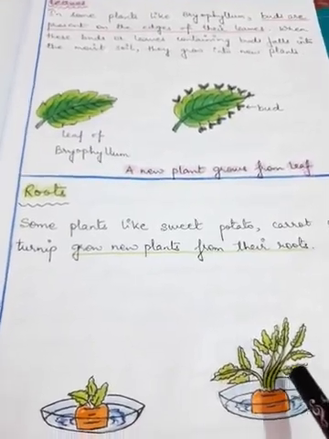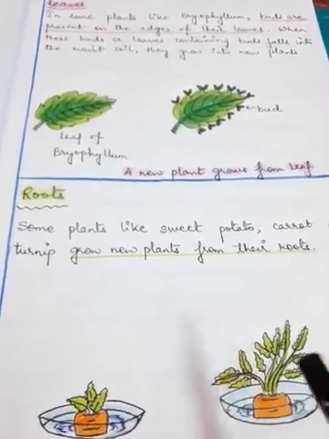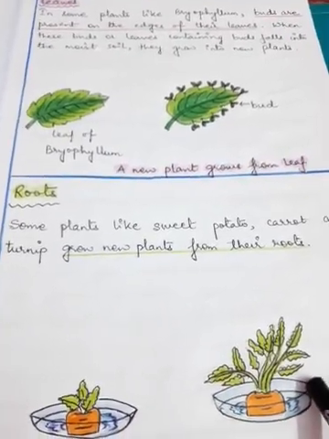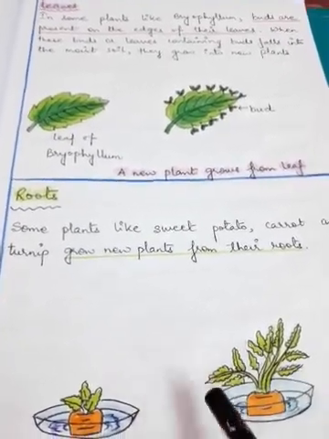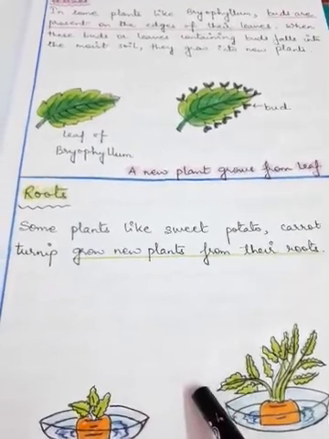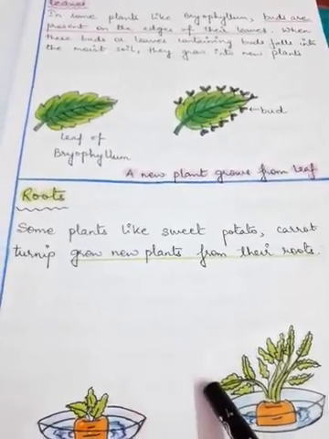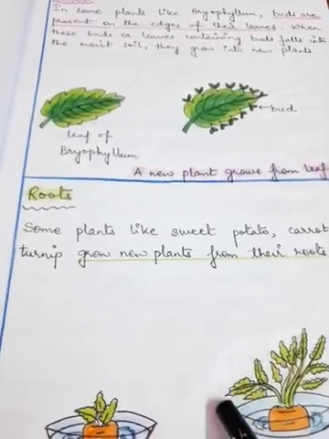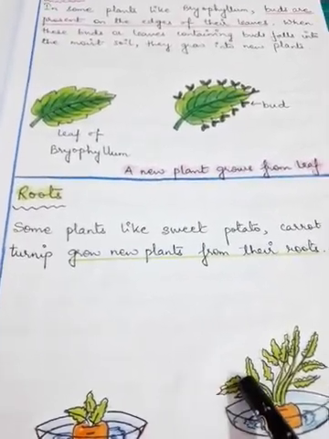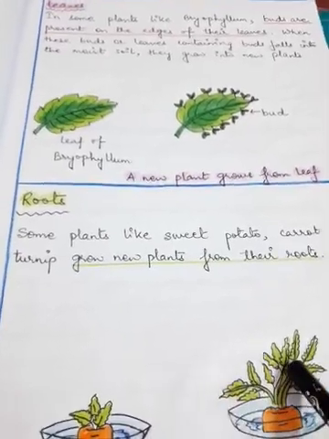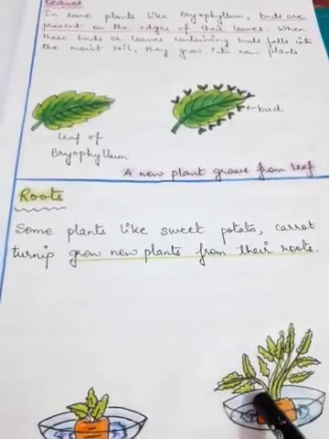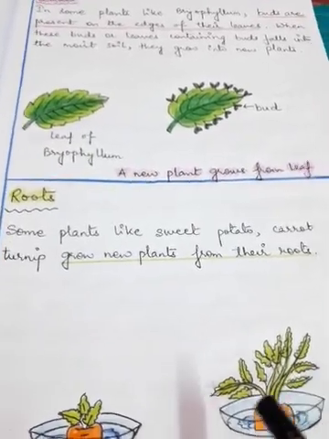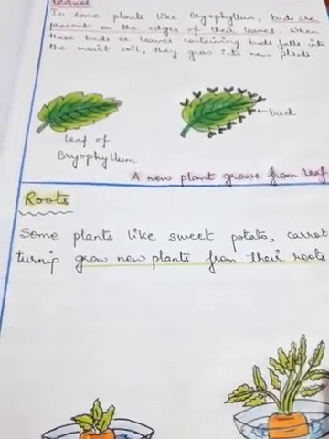So students, from today's class you must have learned the various methods of vegetative propagation, isn't it? So now what do you understand by vegetative propagation? Vegetative propagation is a method through which we can grow a new plant from vegetative parts. Now what are vegetative parts? Roots, stems and leaves are the vegetative parts of a plant which we can use to grow new plants.